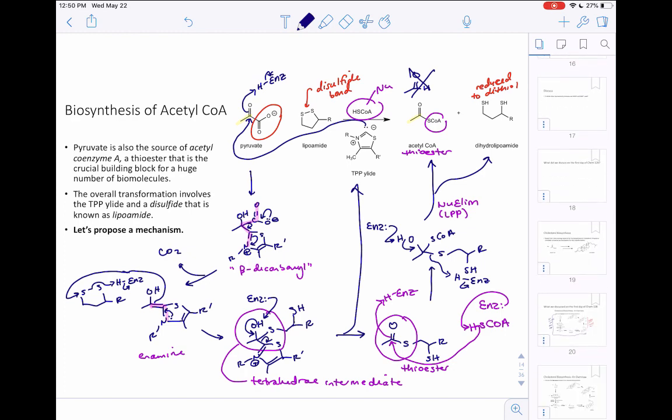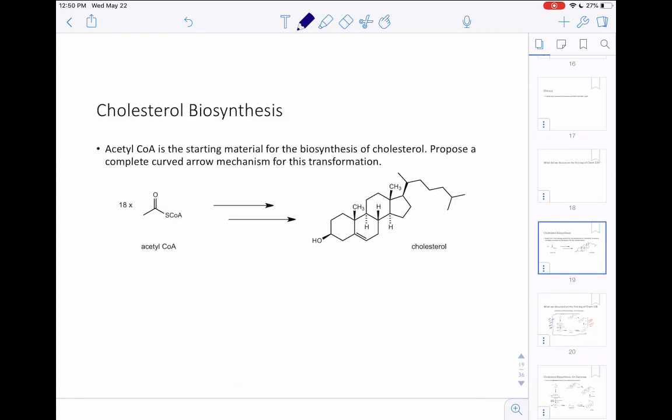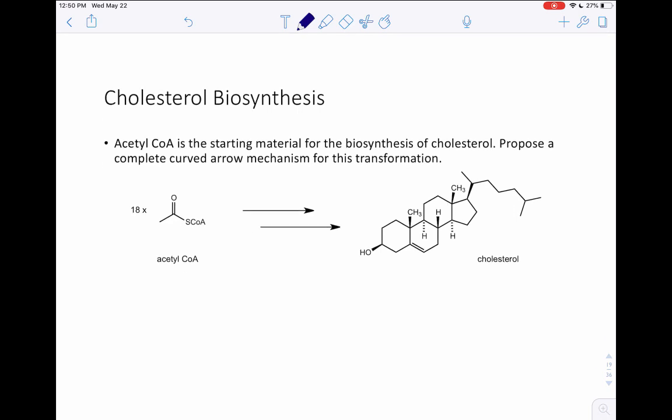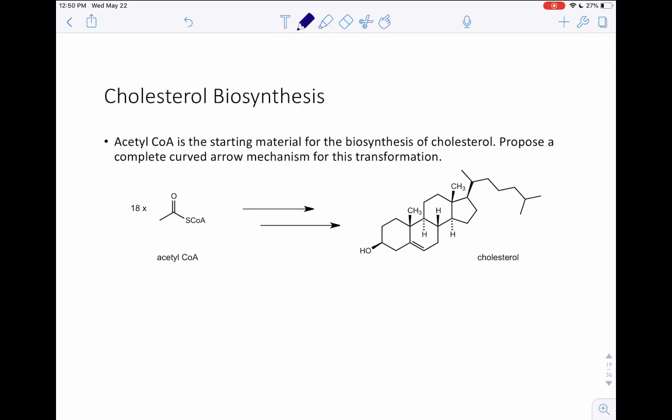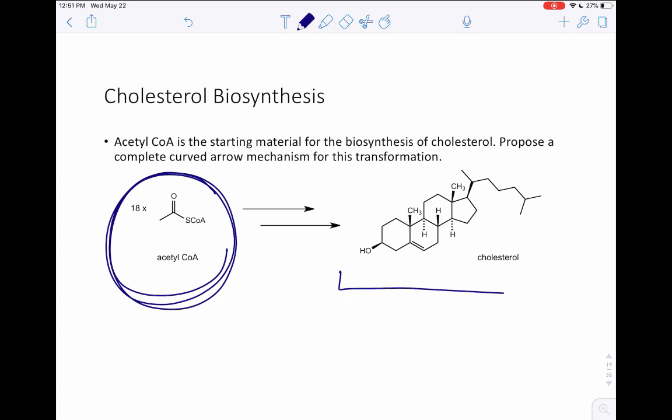Now, we can bring all of this together and revisit what we discussed on the very first day of Chem 12B this semester, which was the amazing transformation of 18 acetyl-CoAs that you now know how the body makes from pyruvate, from glycolysis, into cholesterol. I'm going to give you a break to process what you just learned and tackle this in another video.